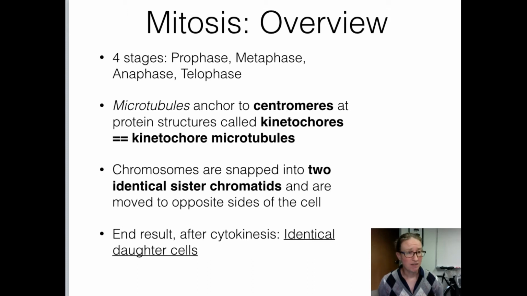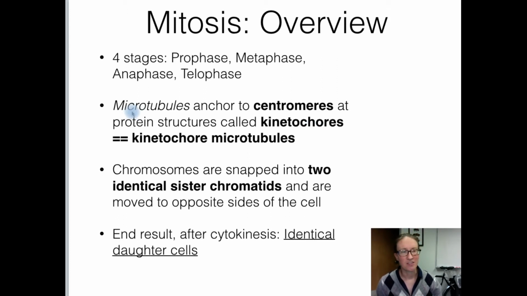So as part of this process, what happens is there will be a set of microtubules that are going to anchor to those centromeres in the chromosome, and they're going to anchor at a protein structure called a kinetochore. So these microtubules are referred to as kinetochore microtubules. Breaking some of these words down, kineto or kinesis refers to walking, and microtubules are small tubules.